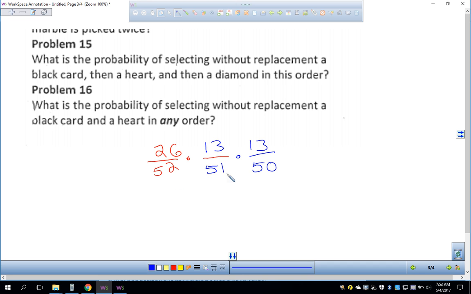If I picked a black card, then a heart, then a diamond, it'd be 26 times 13 times 13 out of 52 times 51 times 50. I'm not sure what that is. Where are the answers to this one? If I did that out, that's 169 over 5100, which is about 0.033, which is 3.3%. Okay, so that's the probability of doing that.